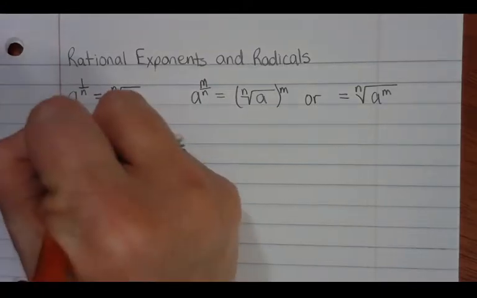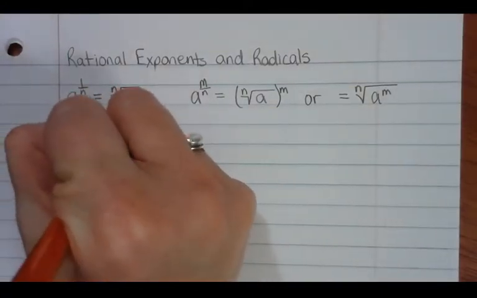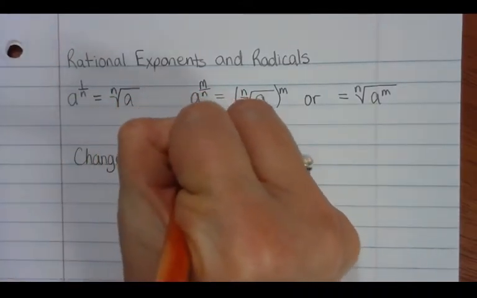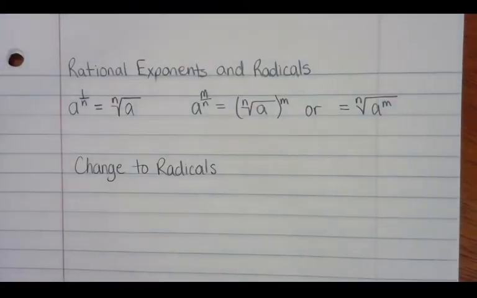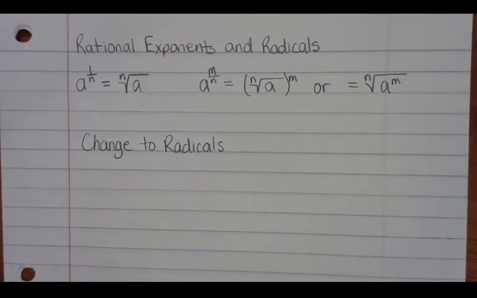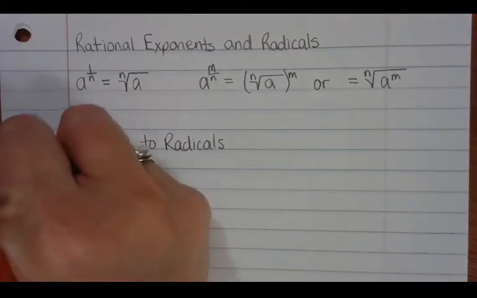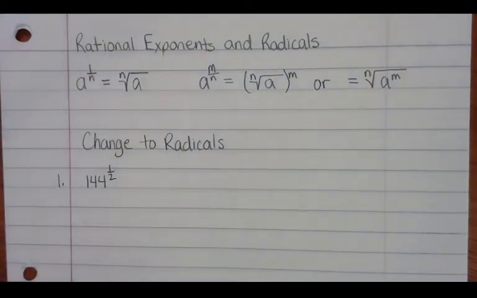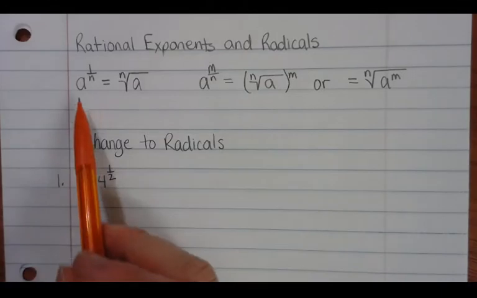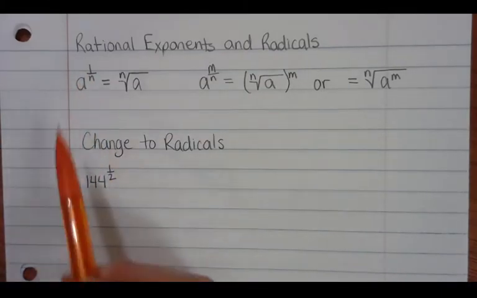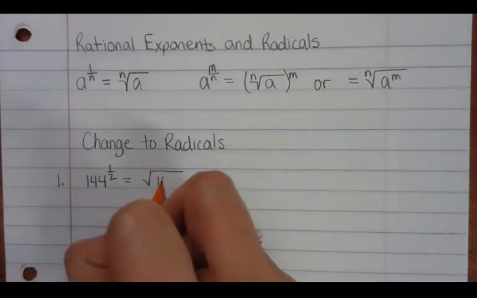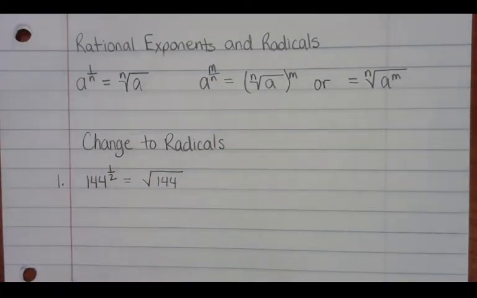Let's look at some examples. First, we're going to change to radical form. So if we have the fractional exponent or the rational exponent, we can change that to a radical form. So let's look at 144 raised to the 1/2 power. So if we have our power, our base number is inside the radical. So 144 is inside that radical.